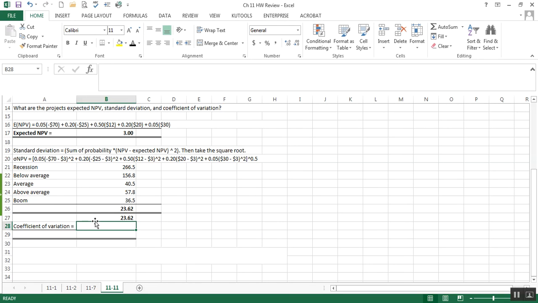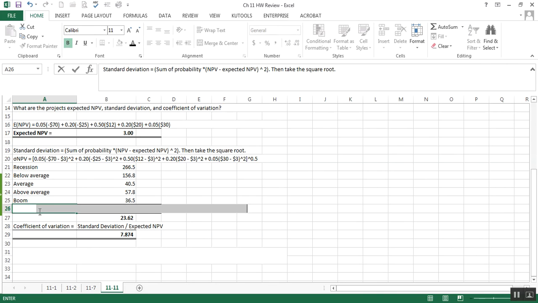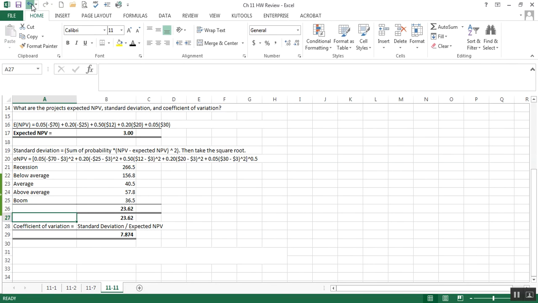The coefficient of variation is simply equal to the standard deviation divided by our expected net present value. If I could spell deviation correctly, that would help. So we would simply take our standard deviation that we calculated here divided by our expected net present value. Okay.